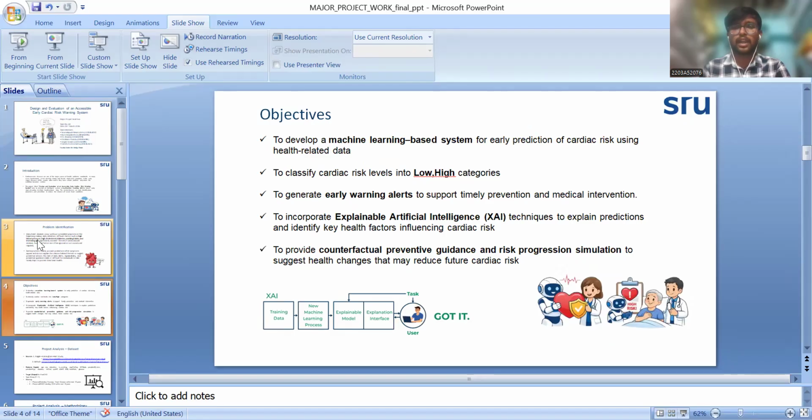So the main objectives are to develop a machine learning based system for early prediction of cardiac risk using health-related data to classify cardiac levels into low and high categories, to generate early warnings to support timely prevention and medical intervention, to incorporate explainable artificial intelligence techniques like LIME and SHAP to explain predictions and identify key health factors influencing cardiac risk, and to provide counterfactual preventive guidelines and risk progression simulation to suggest health changes that may reduce future risk. These are the key objectives of the project.